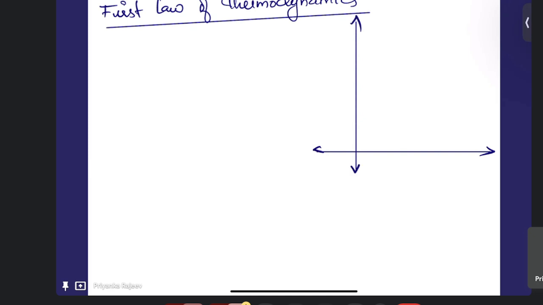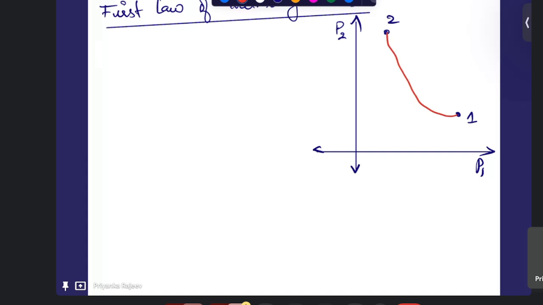Okay. So this is P1, P2. Two intrinsic properties are there for defining two states, 1 and 2. So what is happening is I'm taking this one system from state 1 to state 2 through this path. Okay, one path I am defining. This is how I am taking one system from state 1 to state 2. I am saying it is path A.